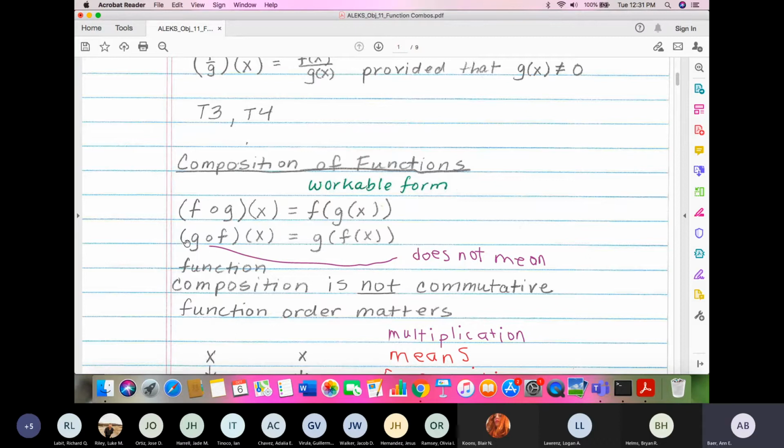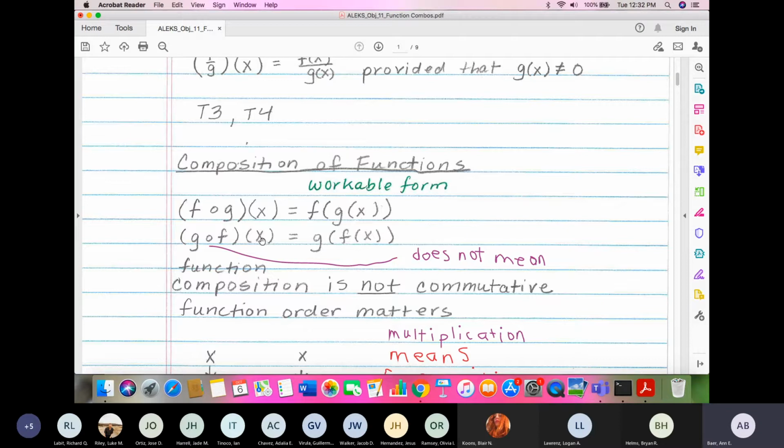And we need to put them in a workable form. This is a very user-unfriendly form. This does not mean multiplication. Multiplication would have this colored in. This is composition. So we read this F composed with G of X. We read this G composed with F at X.